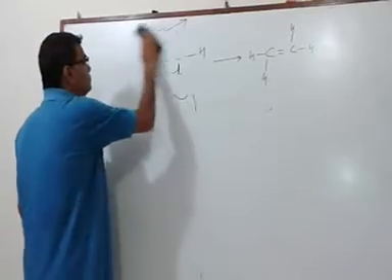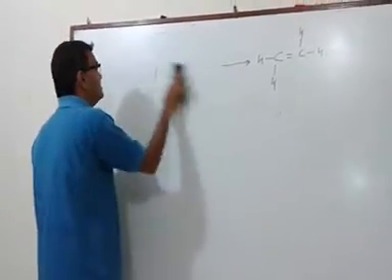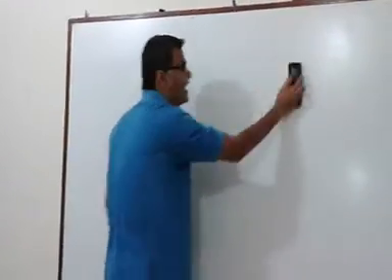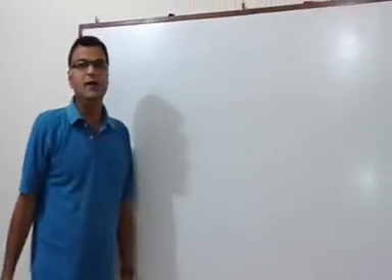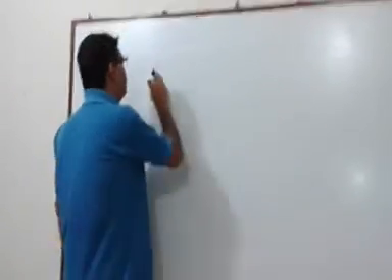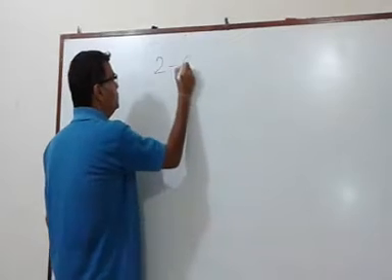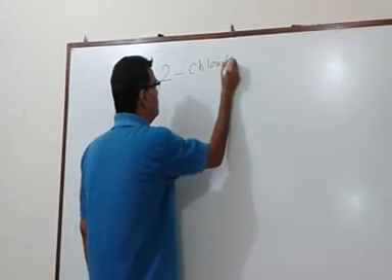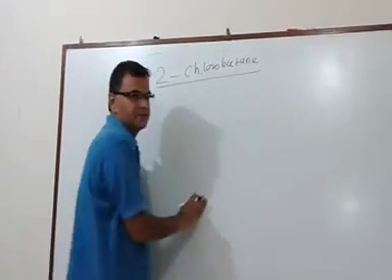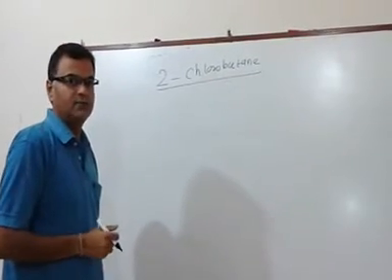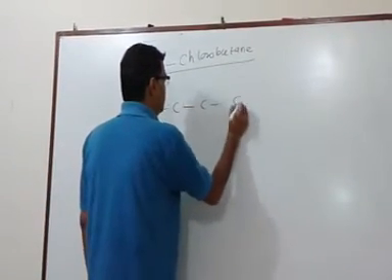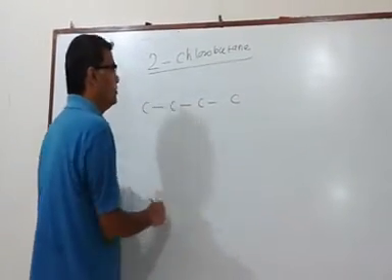In part 2, we are going to discuss the selectivity. That is, when more than one alkene is a possible product, which alkene will be formed in preference. And let us take another classic example of 2-chlorobutane, which is cited in many textbooks and also in the board textbook of 12th standard. Writing here 2-chlorobutane.